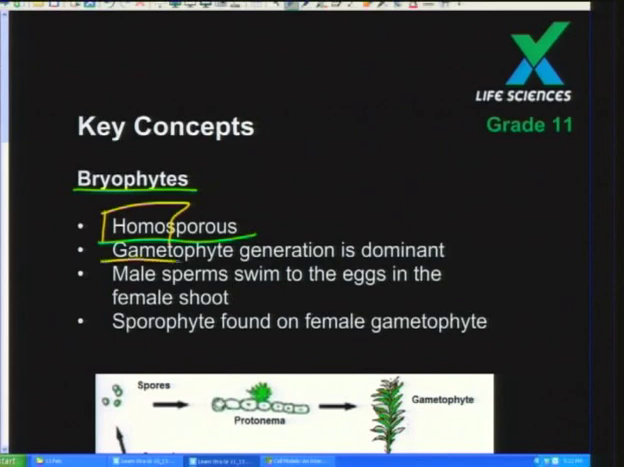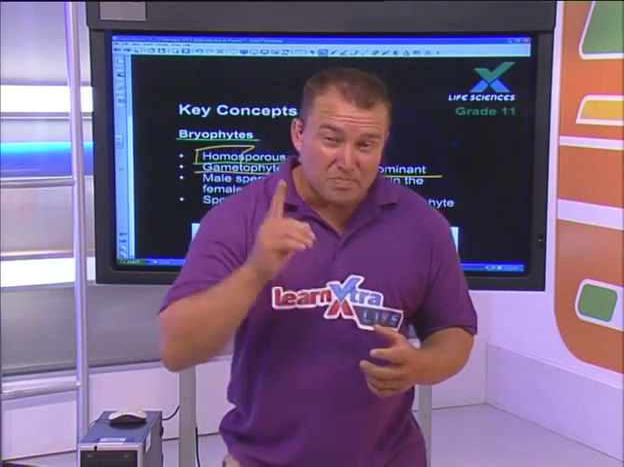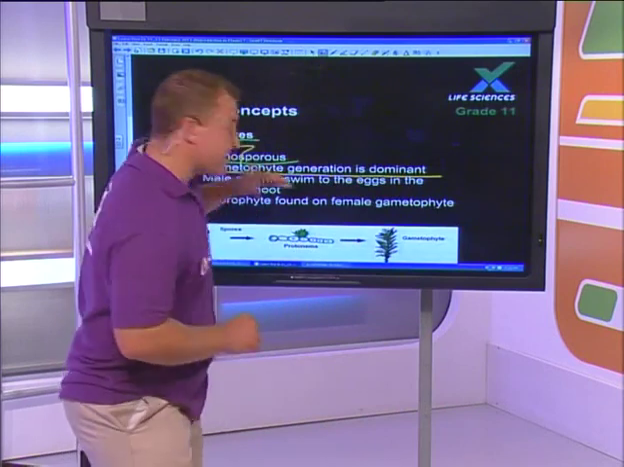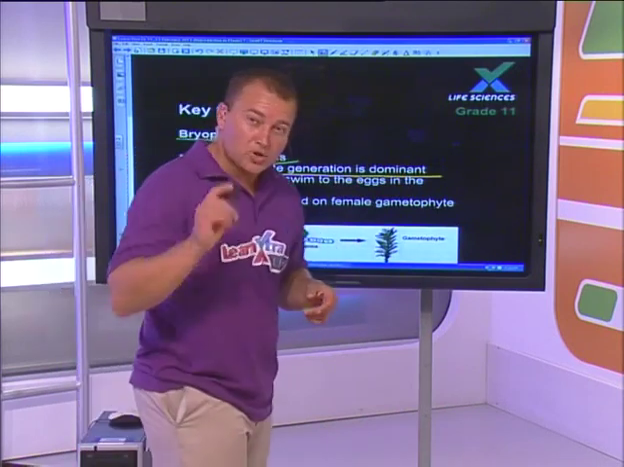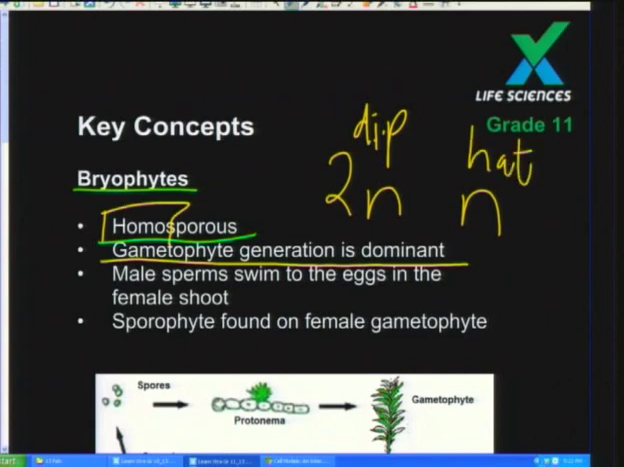The gametophyte generation is dominant. Remember, when we got to moss, we said they had alternation of generations. This is a difficult thing to understand, so I'm going to explain it nicely, and you'd better listen carefully. Remember I said we had this thing called 2N and this thing called N, or should I say diploid and haploid. Those are the two things.